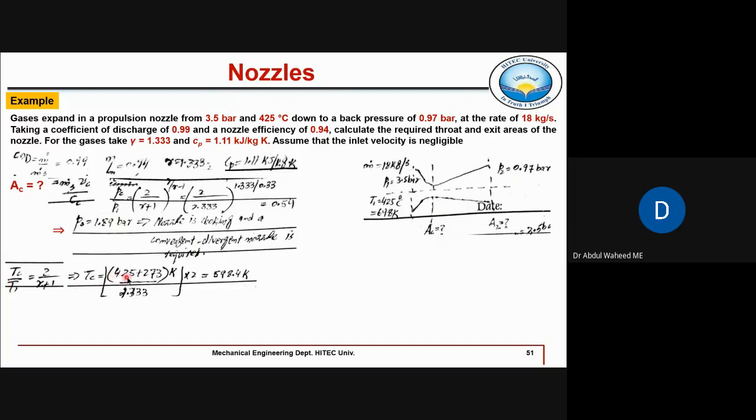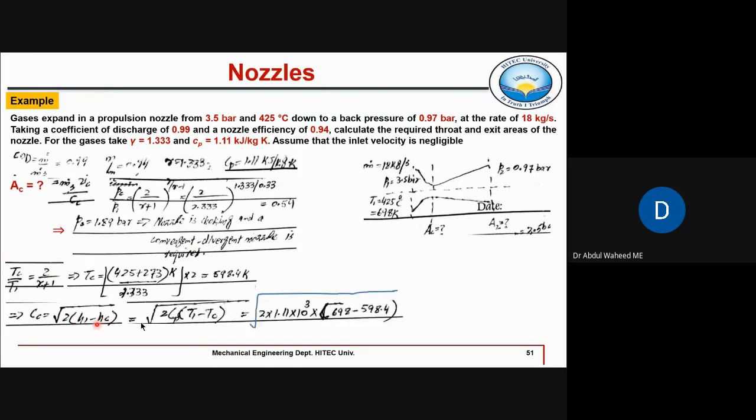T1 is also given, 425 plus 273 Kelvin. Gamma is 1.33. So PC is 598.4 Kelvin. So now PC and TC, critical pressure and critical temperature, are known. So now we can find out CC, the critical velocity: 2 into H1 minus HC, which is 2 into CP into T1 minus TC.